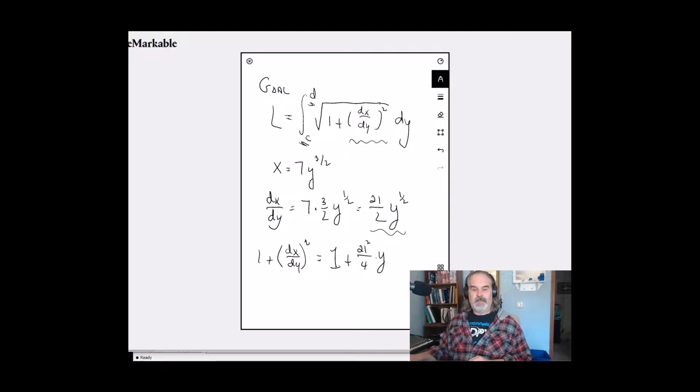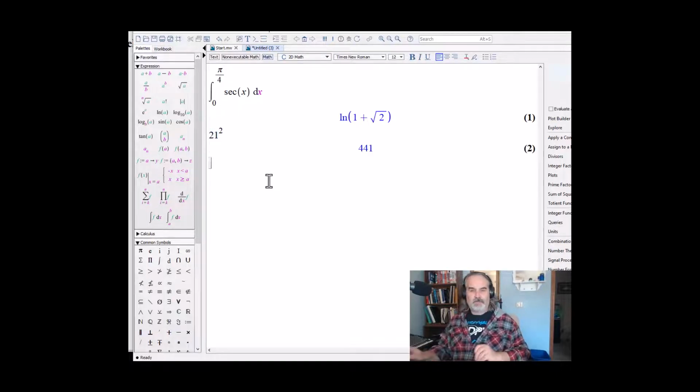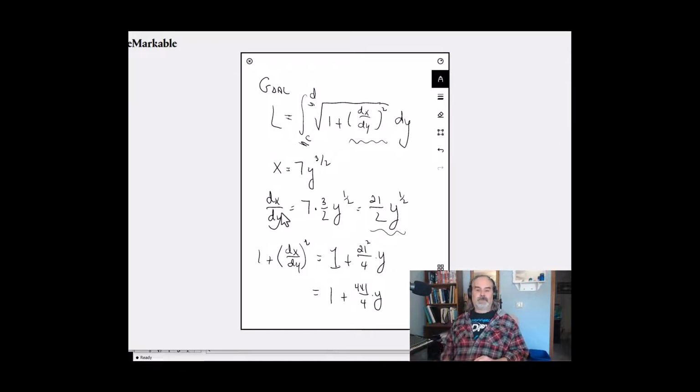Now, what the heck is 21 squared? Well, let's see. 440 something. 441. Okay, so that function simplifies to 1 plus 441 over 4 times y. 441 is not divisible by 4, so we can't simplify that value anymore.